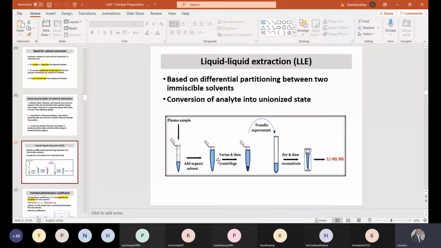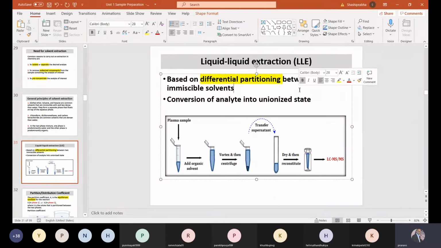And the principle of liquid extraction is, of course, solubility, and this solubility therefore depends upon differential partitioning. This is important here. It depends upon differential partitioning. That means different analytes partition between two immiscible phases to a different extent.